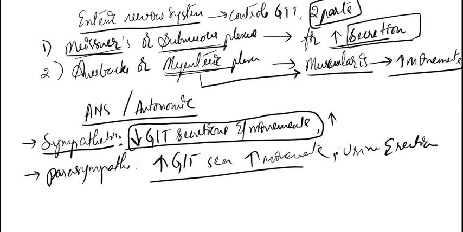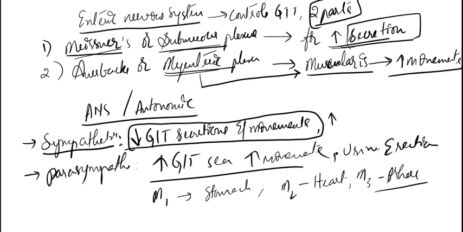Now how do these systems activate, what receptors are present in those areas which lead to these scenarios? M1 receptors are present in where? Stomach. M2 receptors are present in where? Heart. And M3 receptors are present in the rest of the components, that is, others. Okay, so remember these things, you always remember these things.